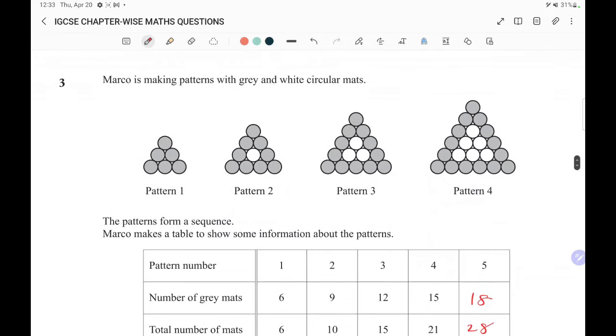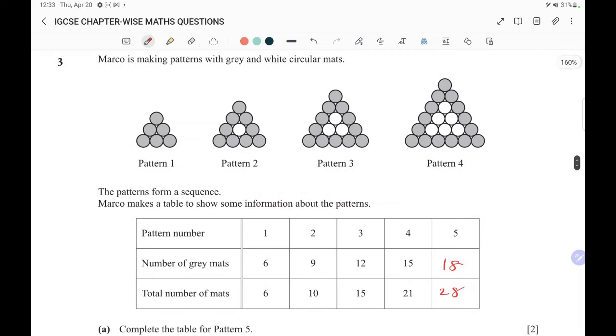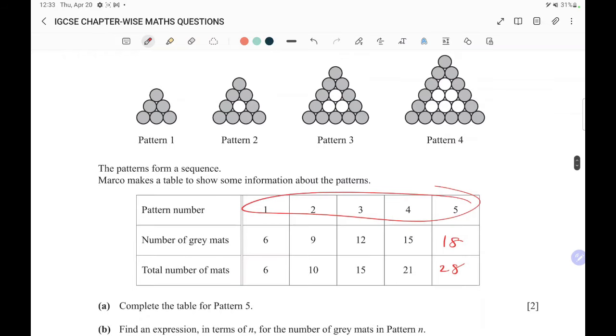Now Marco is making patterns with gray and white circular mats. Pattern 1, pattern 2, pattern 3, pattern 4. These are the number of patterns, and the number of gray mats you can check here. This is 3 already given, this is 6, and this is 9. Similarly 12, 15. So 6 plus 3 is 9, 9 plus 3 is 12, 12 plus 3 is 15, 15 plus 3 is 18.